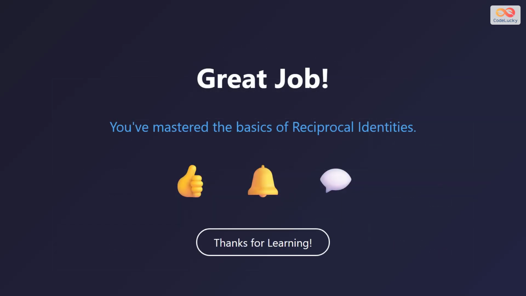Excellent work! You now understand the three reciprocal identities. Practice flipping those fractions and remembering that S pairs with C.